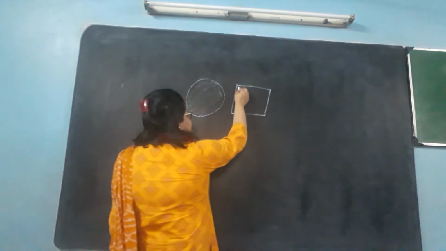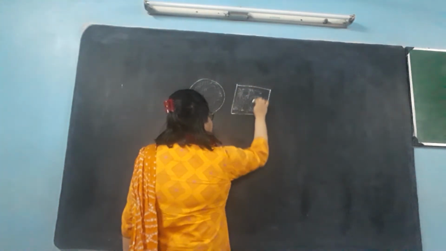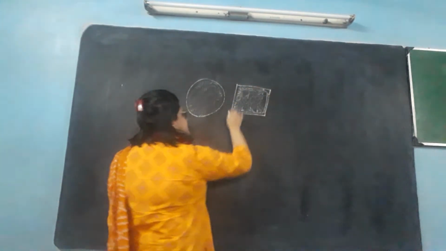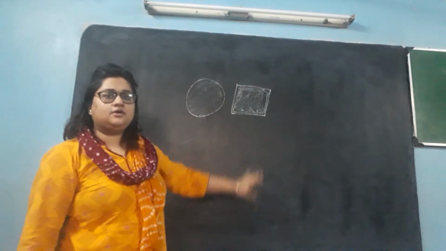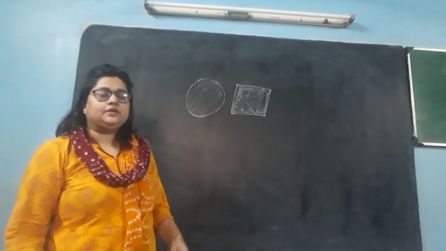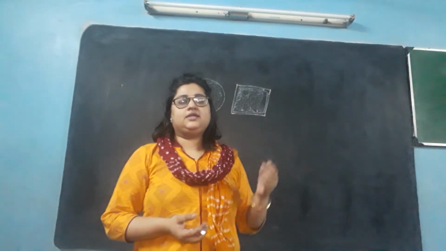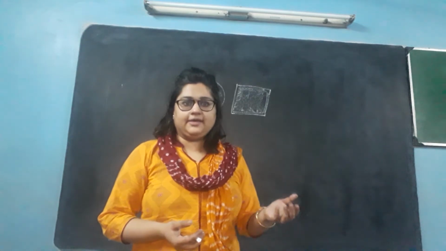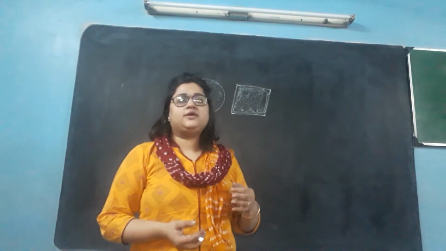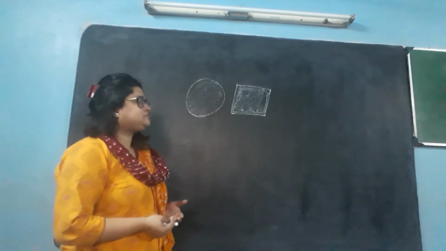Similarly, inside the square figure also, if I shade the portion, you will understand that inside the square there is also a space occupied. So any kind of geometrical figure, whether it is a circle, square, triangle, rectangle, the space inside, or how much surface it consumes, we call it area.